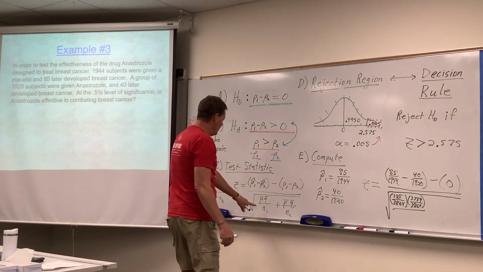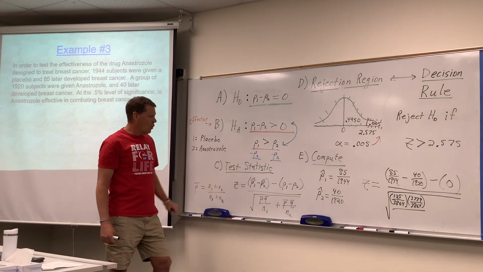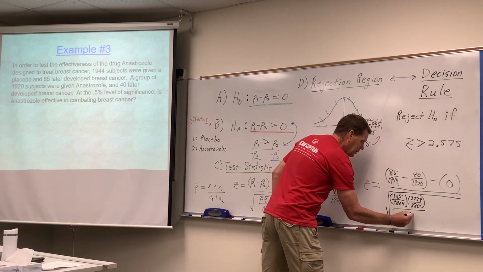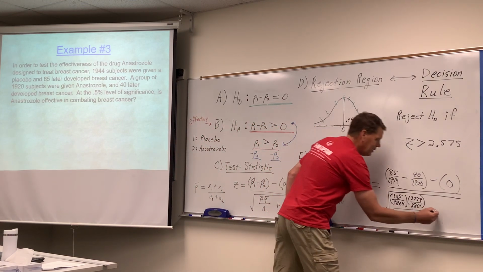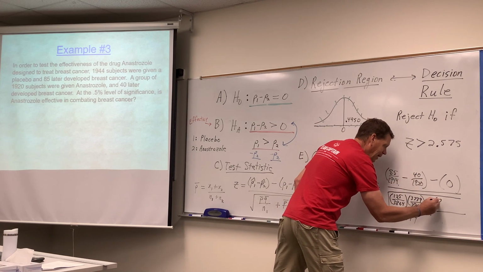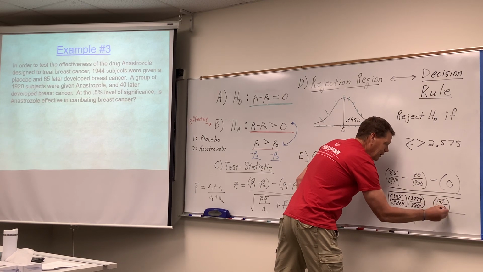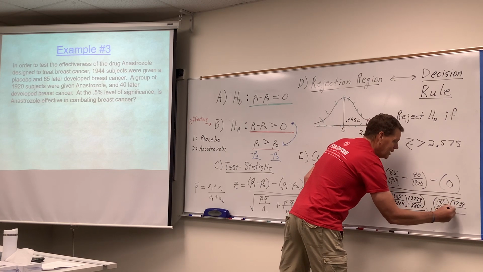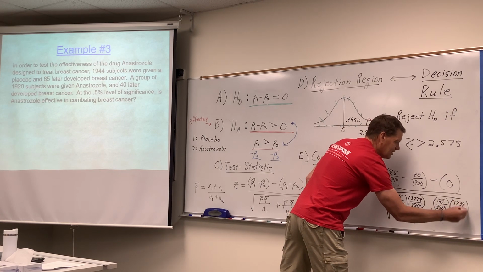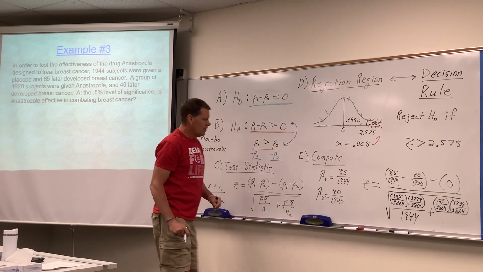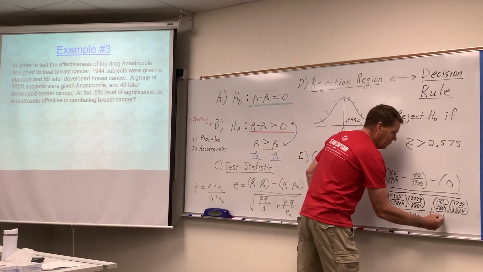And then N1 would be sample size number 1. That would be the 1944, plus P bar, Q bar, same two nasty fractions here, 125 over 3864 over 3739 over 3864, and then sample size number 2, N2 back here, was the 1,920 women.